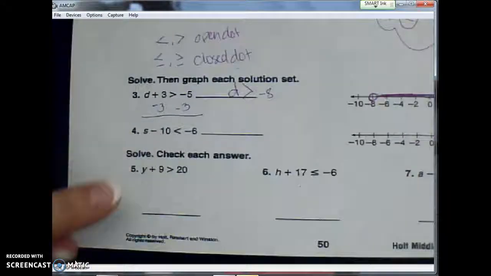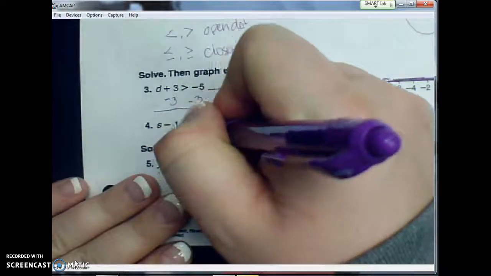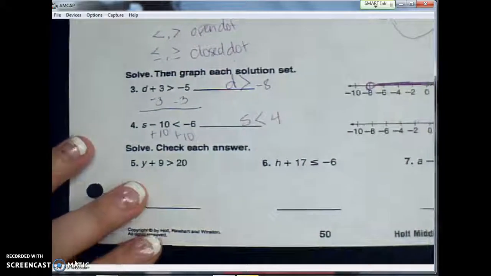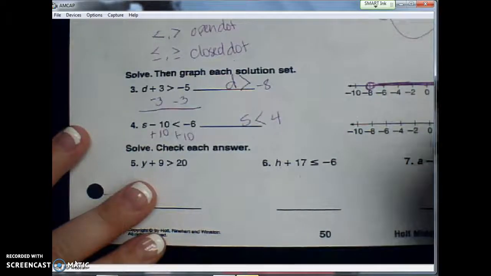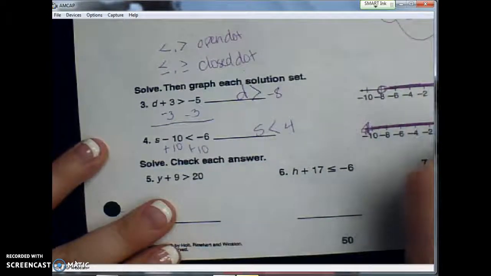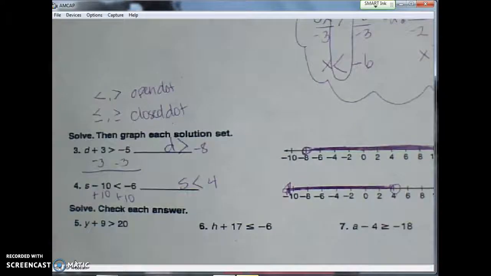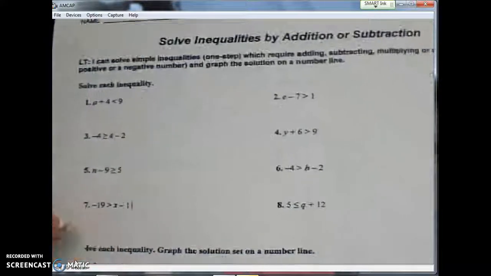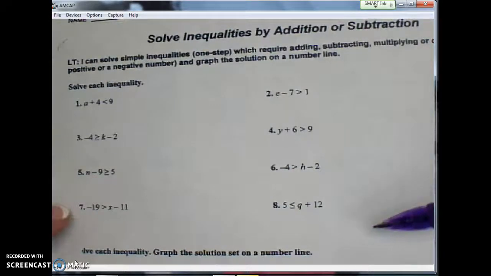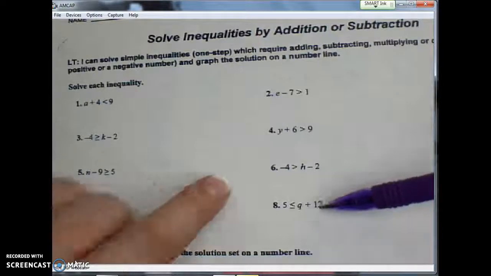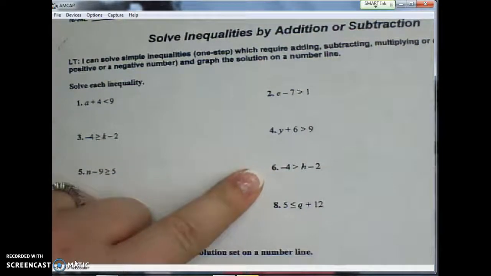s minus 10 is less than negative 6, so I'm going to add 10 to both sides. So I get s is less than 4. So that's an open dot again, and I'm shading less than 4. And that's it, guys. That's adding and subtracting. So I want you to go ahead and you can move on to the back to work on the practice. On the top part, you are just going to solve the inequalities. Let's do number 6 together just because it does look a little bit different.